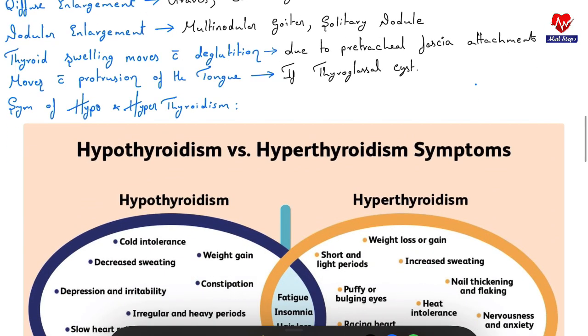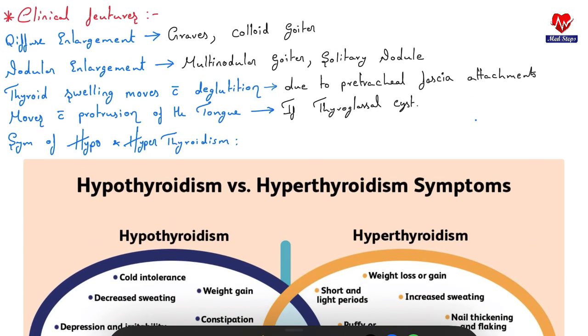Okay, so you can see here the normal clinical features. If any patient comes with diffuse enlargement, then we have to suspect Graves disease or colloid goiter. Next, some people will come with multiple nodular or nodular enlargement, then we have to suspect multinodular goiter and solitary nodule. Next, thyroid swelling moves with deglutition due to pretracheal fascia attachments, and if the swelling moves with protrusion of the tongue, then we have to suspect the patient has a thyroglossal cyst.